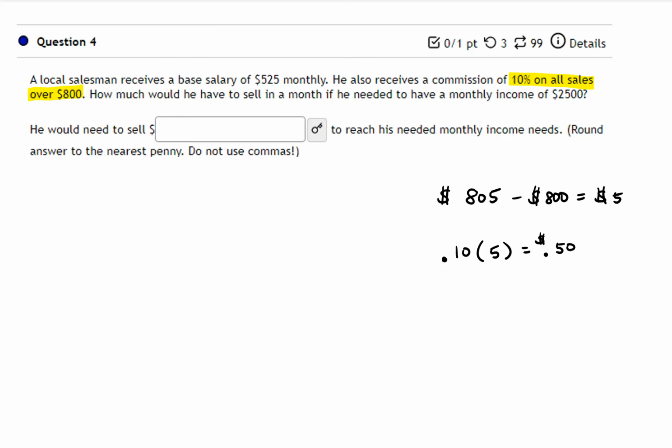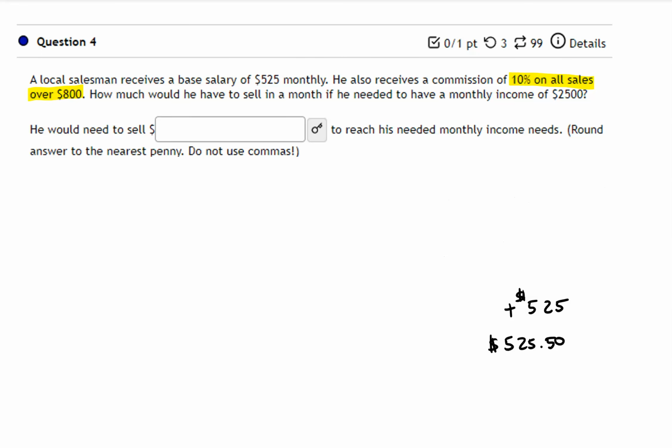So for a particular month, if you sold $805 worth of merchandise, you would be getting 50 cents plus your base salary of $525. And so for that month in total, you would be making $525.50. Now, that's not what this question is asking. So let's think about this a little bit differently.